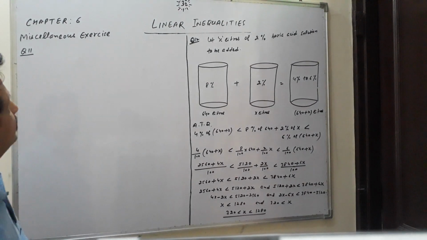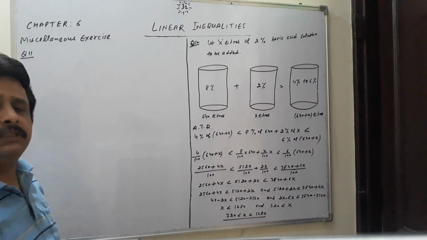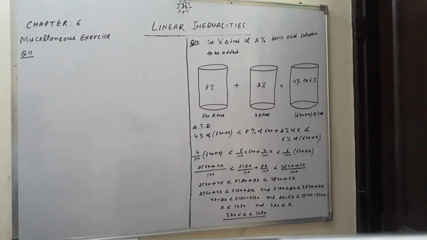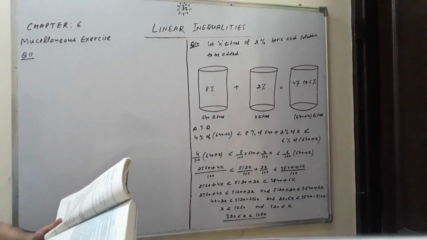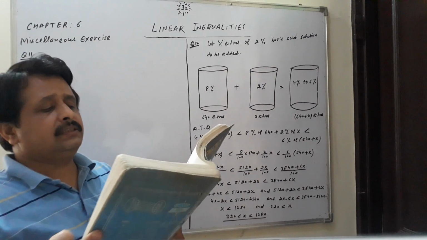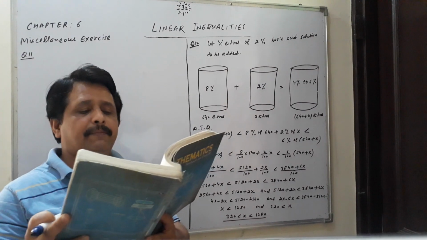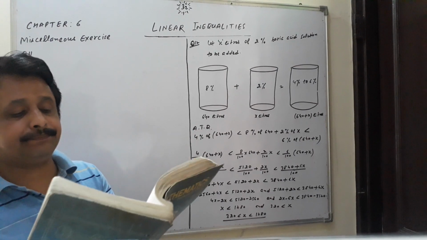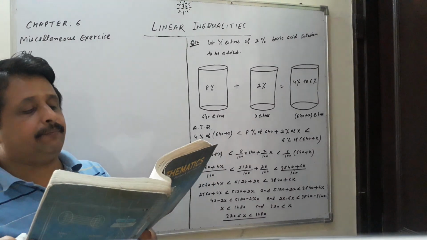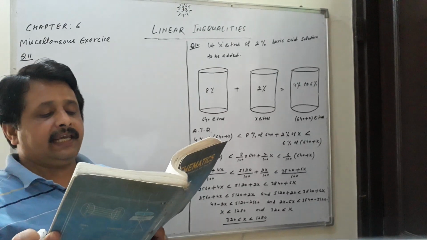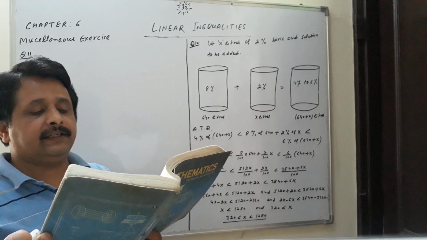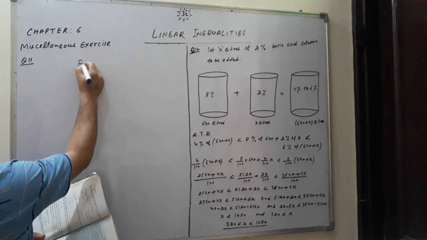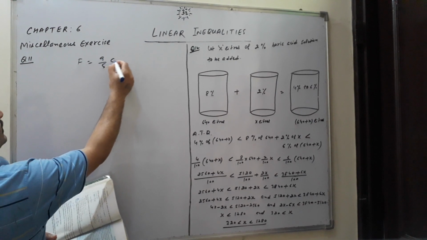Yes, good morning students. Let us continue with chapter number 6, the miscellaneous exercise. Question number 11: a solution is to be kept between 68 Fahrenheit and 77 Fahrenheit. What is the range of the temperature in degrees Celsius if the Celsius to Fahrenheit conversion formula is given as F = 9/5 C + 32?